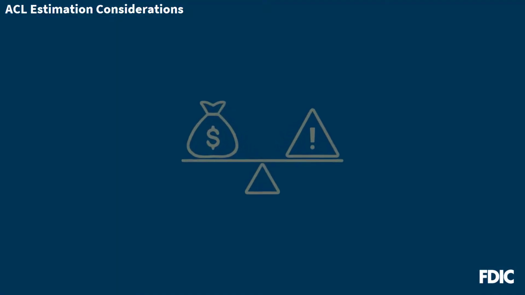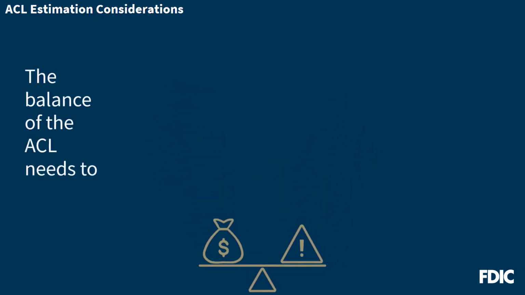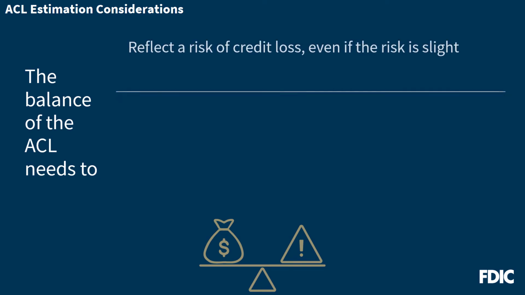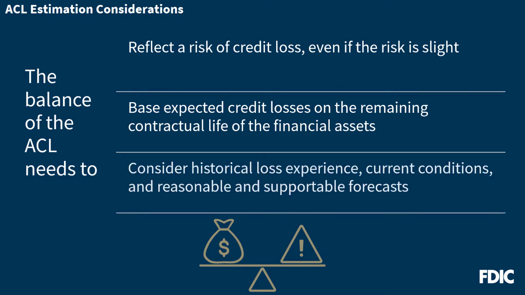Let's talk now about some considerations regarding how bank management estimates the ACL. Bank management has flexibility in measuring expected credit losses. However, the balance of the allowance for credit losses should reflect a risk of credit loss even if that risk is slight, show expected credit losses based on the contractual life of the assets, and consider historical loss experience, current conditions, and reasonable and supportable forecasts.